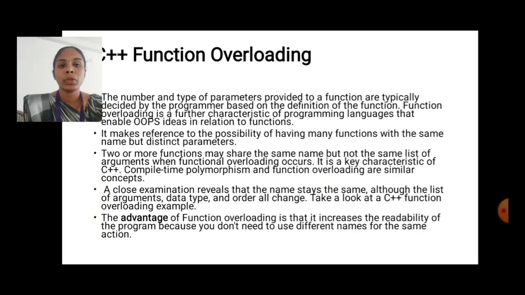C++ function overloading. The number and type of parameters provided to a function are typically decided by the programmer based on the definition of the function. Function overloading is a feature of programming languages that enables OOP ideas in relation to functions. It refers to the possibility of having many functions with the same name but distinct parameters. Two or more functions may share the same name but not the same list of arguments. Function overloading is a key characteristic of C++ compile time polymorphism, and the two are similar concepts.